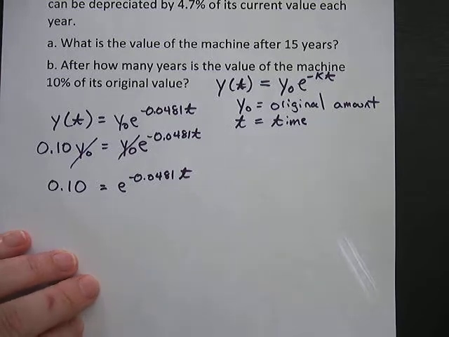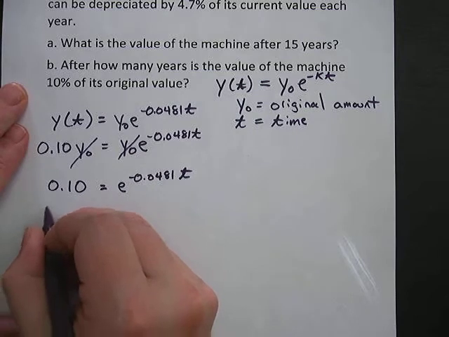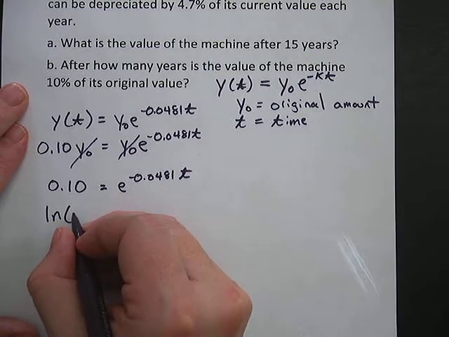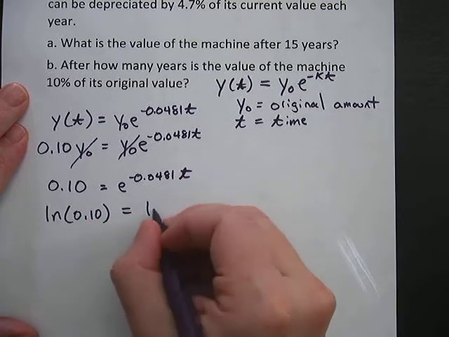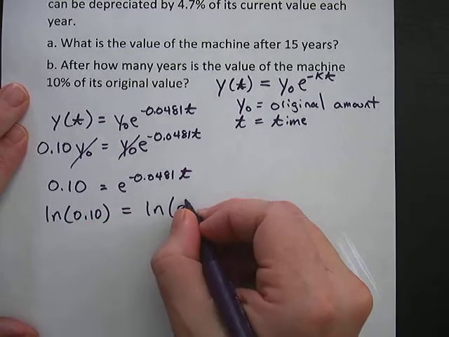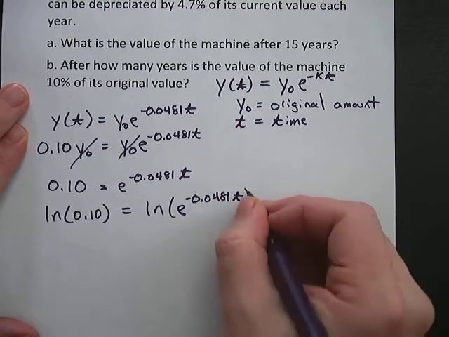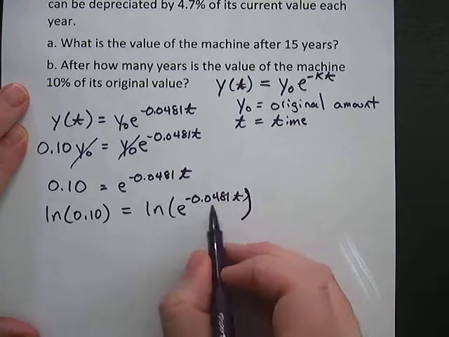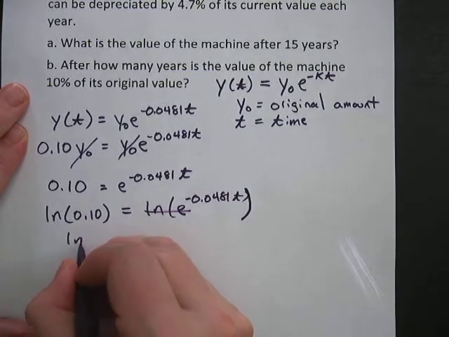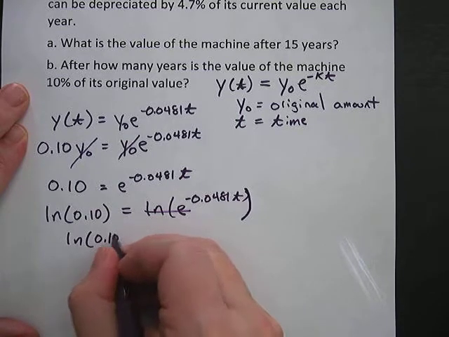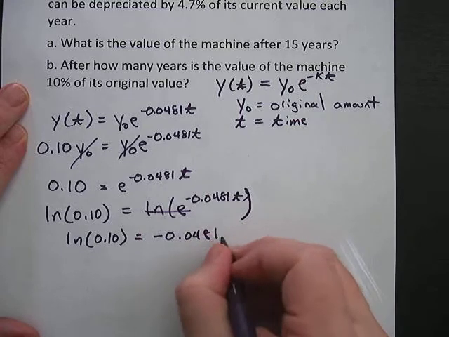But the process is going to be very similar to what we did on the first part of this problem. We're going to take the natural logarithm on both sides. So ln of 0.10 equals ln of e to the negative 0.0481 t. Parentheses goes all the way. So again, the natural logarithm with the e is going to cancel out. So we get ln of 0.10 equals negative 0.0481 t.